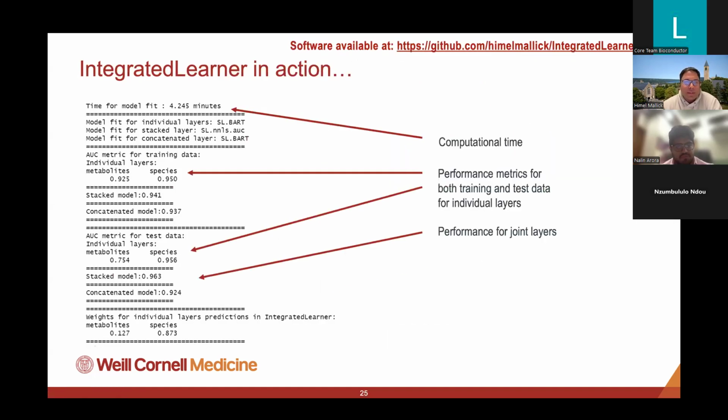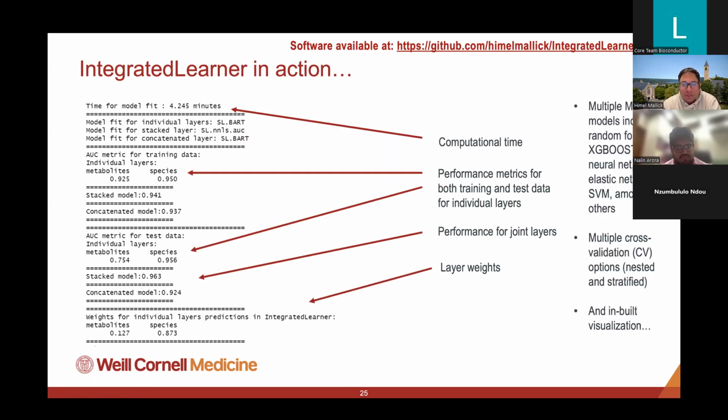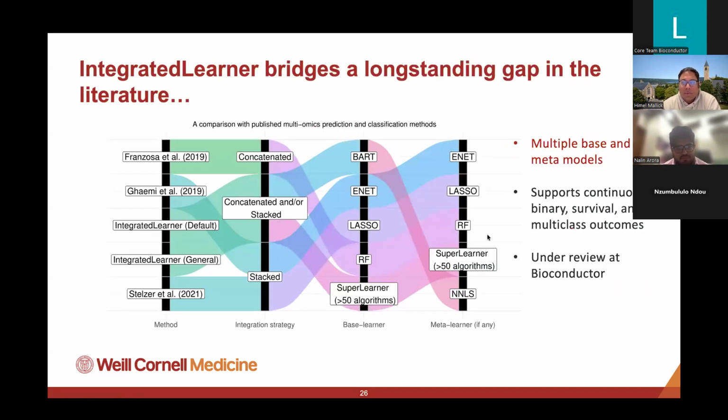And when you run this, this is what you will see in your console, and multiple models are supported. And one of the things that I want to highlight is that now it supports continuous, binary, survival and multi-class outcomes. Nalin has worked on making this a comprehensive package, and he's going to talk about some of the other functionalities of integrated learner.